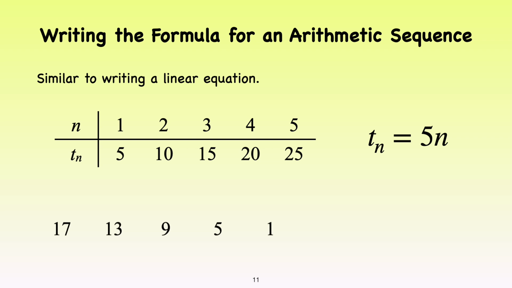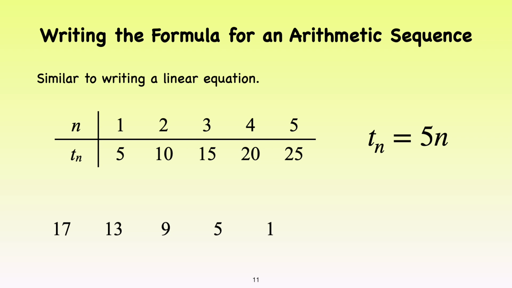This is a more typical presentation of a sequence. Remind yourself that when n is 1, t sub 1 is 17. So what must I do to 1 to get 17? And note, the terms get smaller, and the difference between them is -4. From one term to the next, I add -4, and I get the next term.